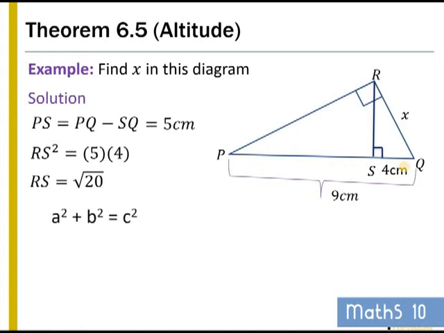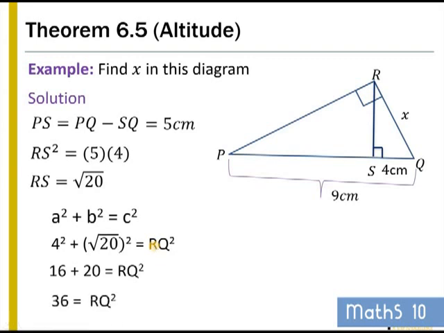And now we can use Pythagoras' theorem, a squared plus b squared equals c squared. So 4 squared plus root 20 squared equals RQ squared, where RQ is x. So 16 plus 20 equals RQ squared. So 36 equals RQ squared. So RQ equals 6. x equals 6 centimetres.